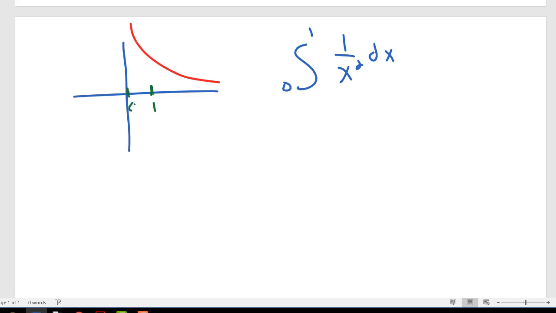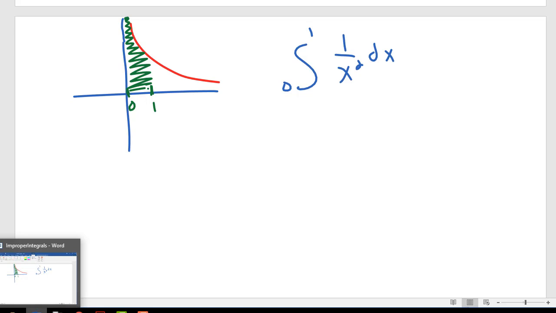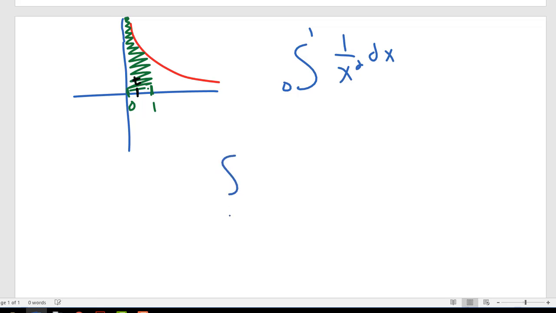Here's 1, here's 0. We're technically looking at a possibly infinite area as we get close to this vertical asymptote. So what we would do in this scenario is back away from this asymptote. We're going to call that the number t, and we're going to take a limit as t approaches 0.